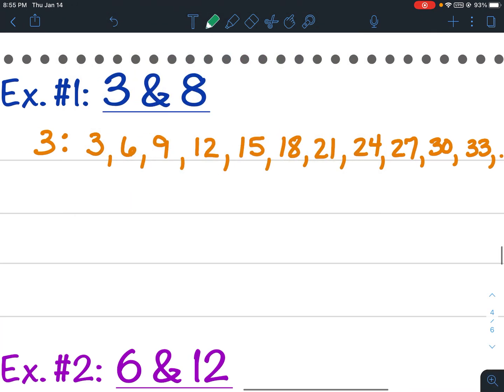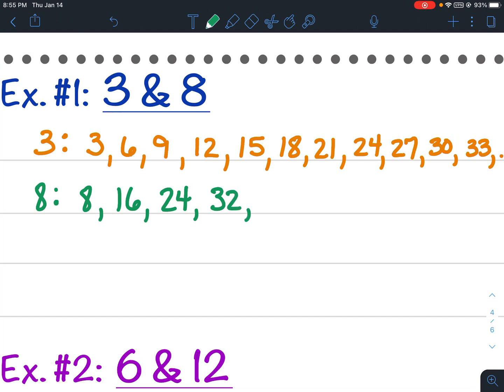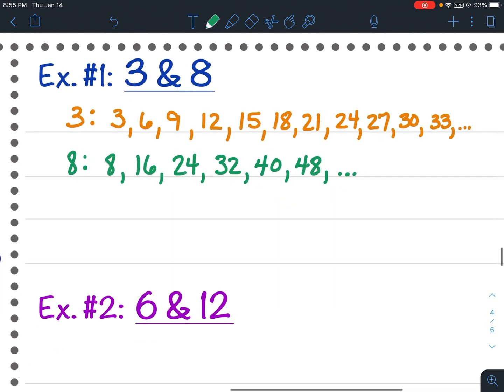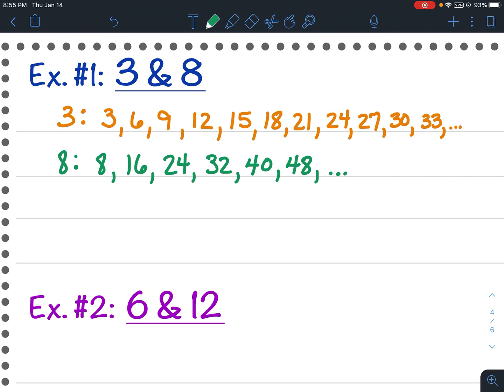Okay, what are the multiples of 8? We've got 8. 8 times 2 is 16. 8 times 3 is 24. 32. 40. 48. And we'll stop there. Okay, so now that I've listed the multiples of both, find the smallest number that they both have in common. Find the smallest number that 3 and 8 both have in common. Well, that number would be 24.